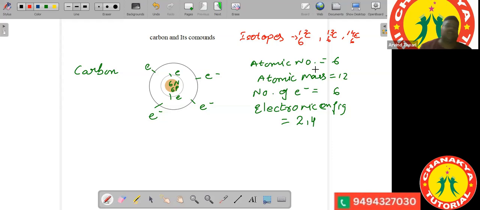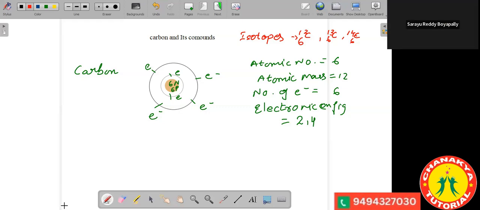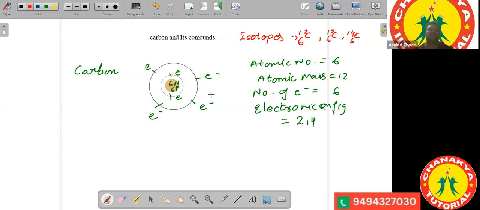Why are we studying carbon? Sri Lasya, are you understanding? Saryu? Yes, sir.